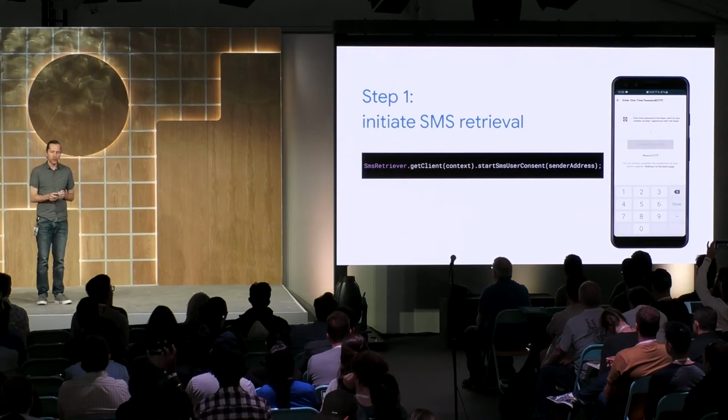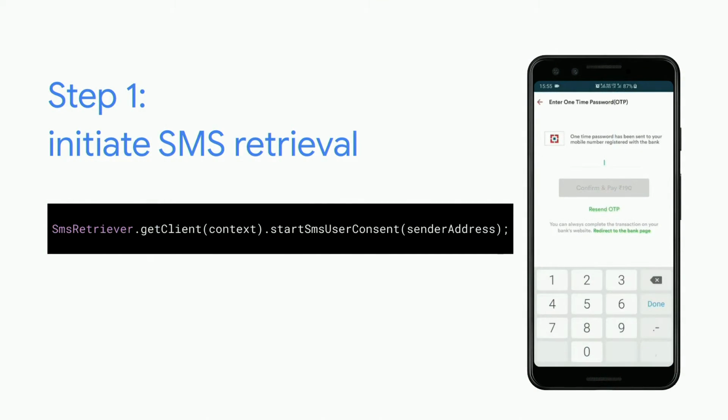Here we have Zomato, which is one of our partner apps, and they're using the API. Let's see what they do. So first of all, you start the app, and at this point it requires an OTP. It's going to call the SMS Retriever start SMS User Consent API. What that does is that it instructs the SMS User Consent to start paying attention for SMS messages coming in with potential OTPs in them.